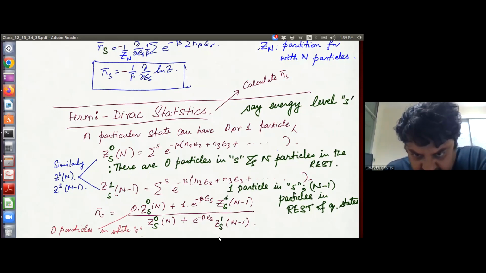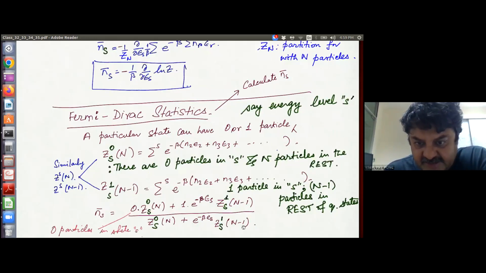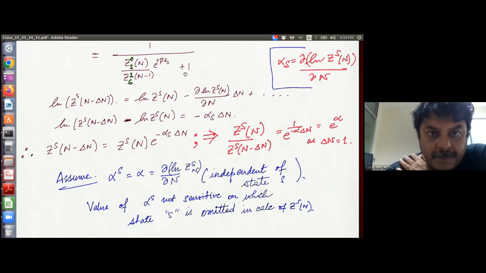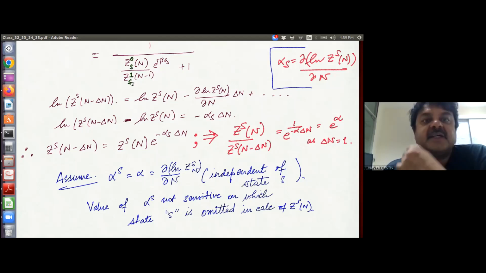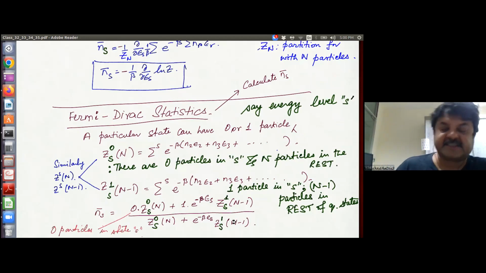We have brought this entire term to the denominator, and hence this gives e to the power plus beta s, and this gives this one. Okay, so now our aim is to figure out a reasonable expression for this ratio of these two Z0s and Z1s. Note I'm not calling it the partition function, because the partition function actually is this, when there is always one particle in epsilon in state S.